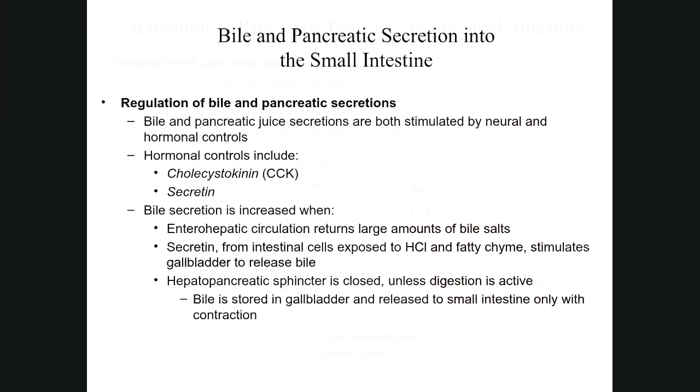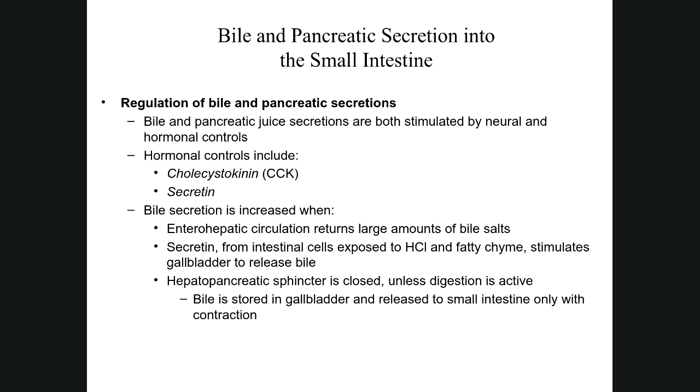Regulation of these pancreatic secretions into the duodenum or small intestine: the bile and the pancreatic juice are both stimulated by neural and hormonal controls. The hormonal controls are secretin and cholecystokinin, CCK. The bile secretion is increased when the enterohepatic circulation returns large amounts of bile salt. Remember the circulation between the intestine, the ileum and the liver. Secretin from intestinal cells exposed to acid and fatty chyme stimulates the gallbladder to release bile.